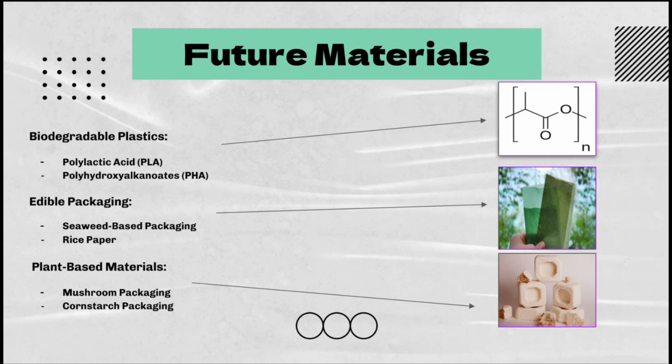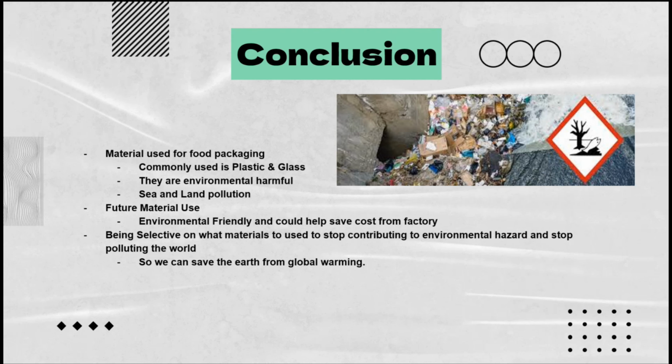And lastly, for the conclusion, materials commonly used for packaging, plastic and glass, are environmentally harmful and lead to sea and land pollution through the amount of waste they contribute. An alternative solution is future materials, which are environmentally friendly and could help save costs for factories. Being selective on what material to use can stop contributing to the environmental hazard and stop polluting the world, which can save the earth from global warming.